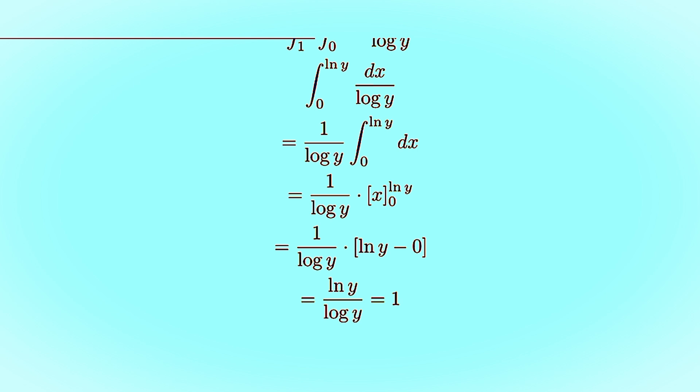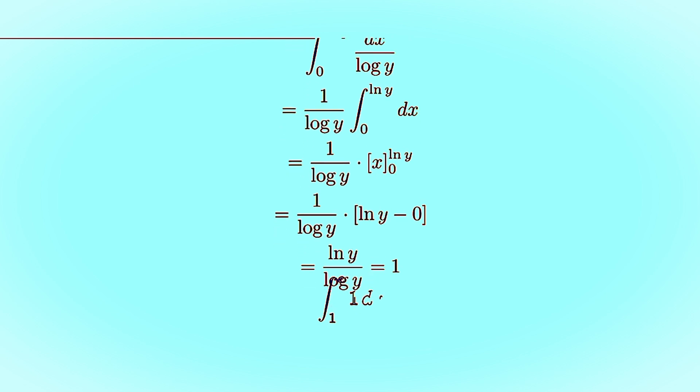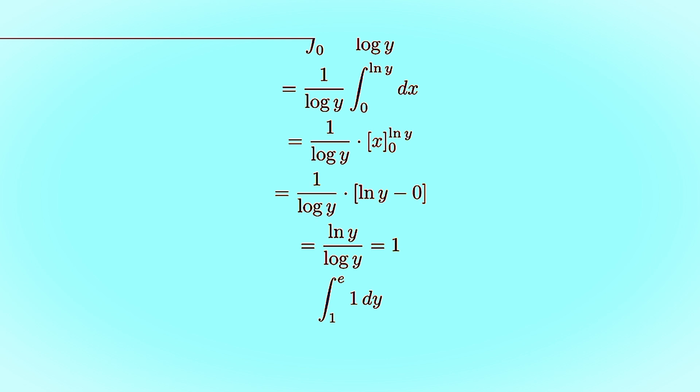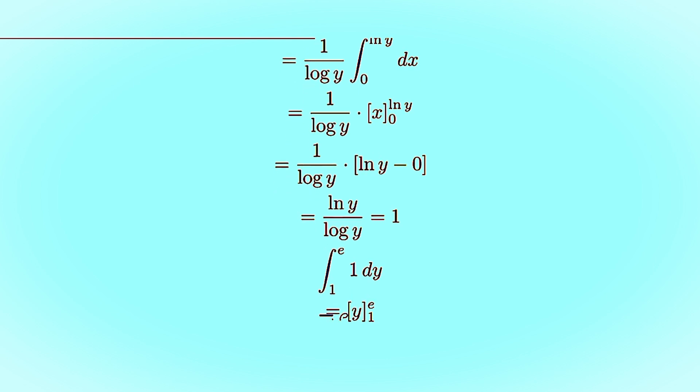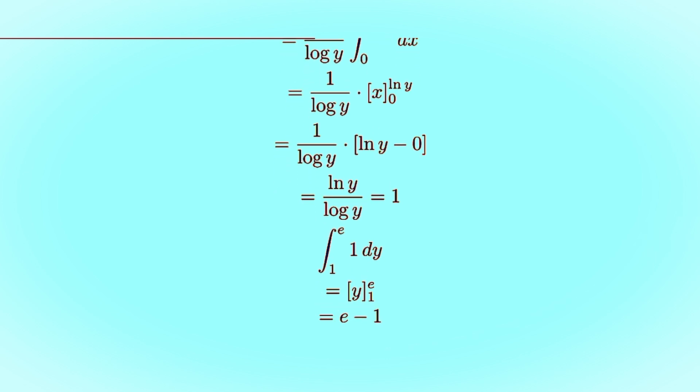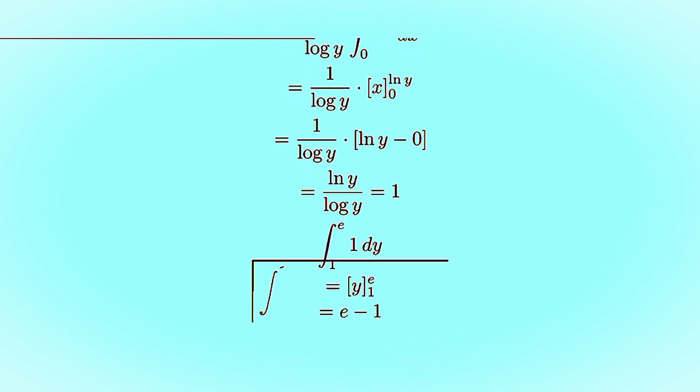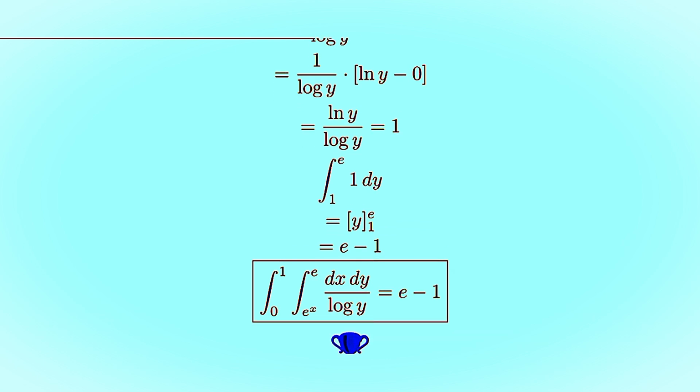Now, we can evaluate the outer integral. The inner integral gave us 1. So our double integral simplifies to the integral of 1 with respect to y from 1 to e. This is just y evaluated from 1 to e, which equals e minus 1. Therefore, our final answer is e minus 1.